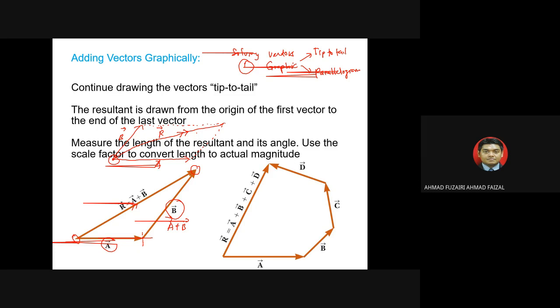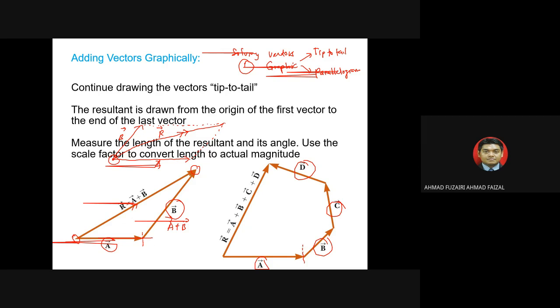Why? Because in the parallelogram, we need to draw a parallel line. A parallel line between two vectors is okay. But when you deal with a lot of vectors, for example in the next figure, vector A, vector B, vector C, vector D, how can we solve it using a parallelogram? Definitely not. So you need to use the tip to tail method.